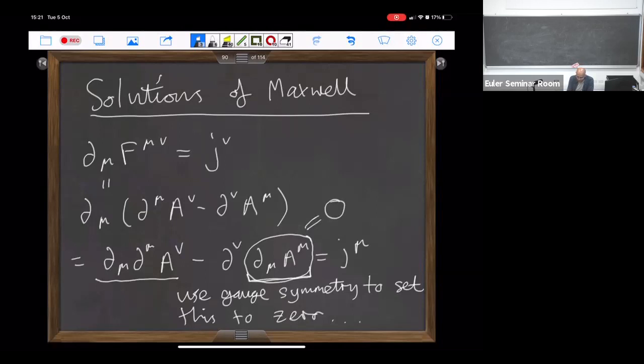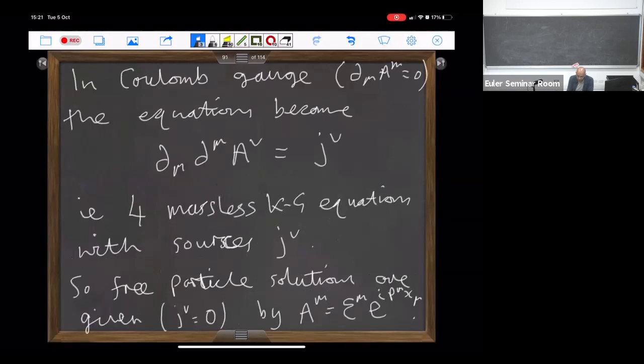So if we do choose that gauge, then Maxwell's equations become these equations here, which is simply, you can write it as, for every index nu, you've got a Klein-Gordon equation with some source term on the right-hand side.